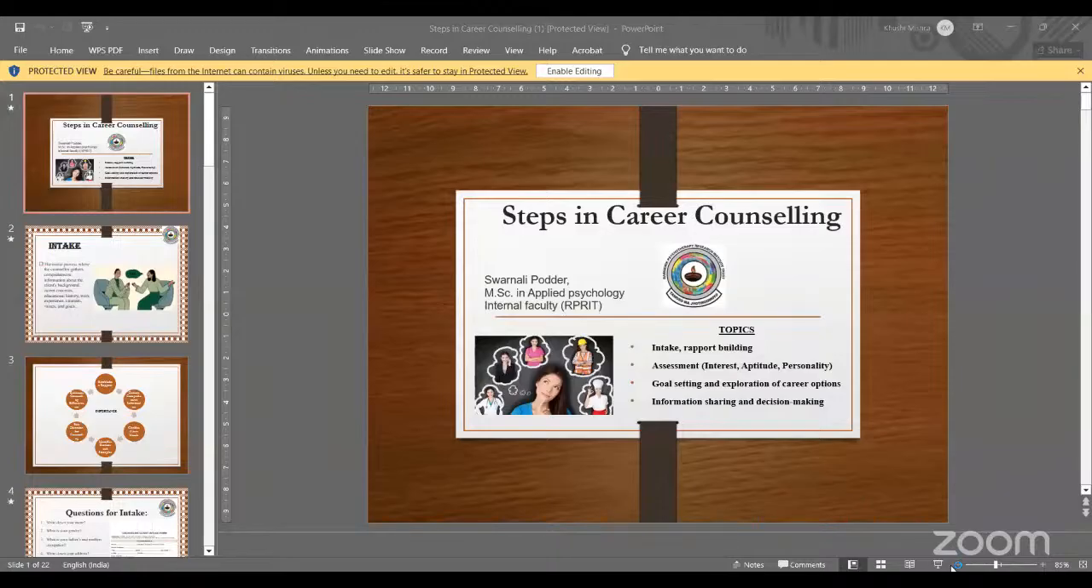Wait a second, Khushi is sharing the screen maybe, so give her some time. Thank you, Khushi, for sharing the screen.